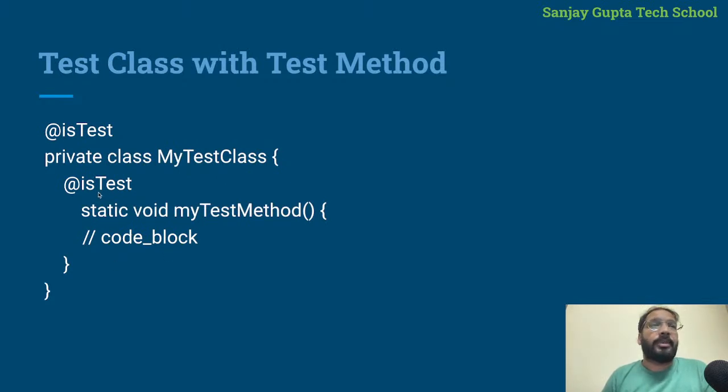Then each test method should be annotated with @isTest, and then static void myTestMethod. The method name can be anything, and it should be static because it will be called automatically. So this is the syntax that you need to follow while writing an Apex test class, right?